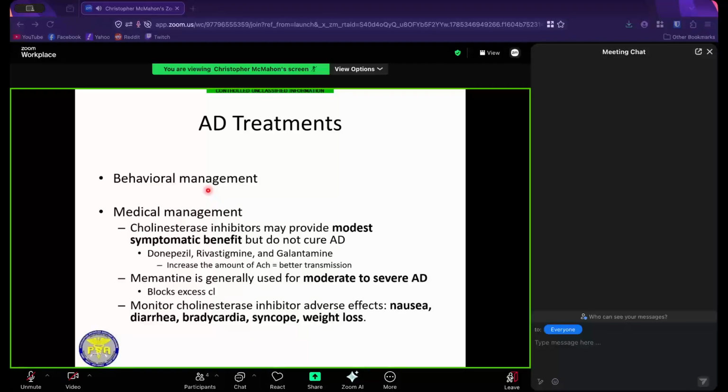Medication-wise, we consider some cholinesterase inhibitors. They can provide some modest symptomatic benefit. It's donepezil, rivastigmine, galantamine. They increase the amount of ACH, so we're getting a little bit better transmission.